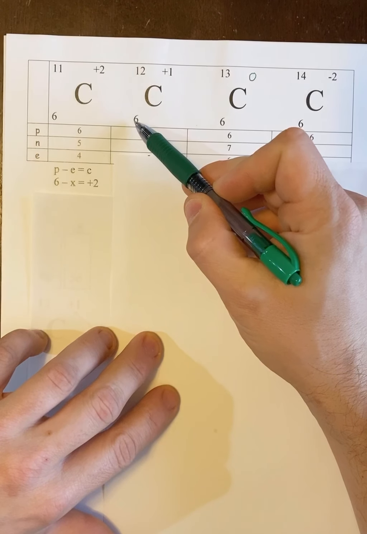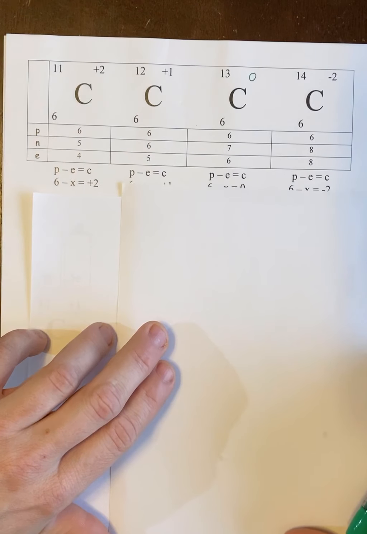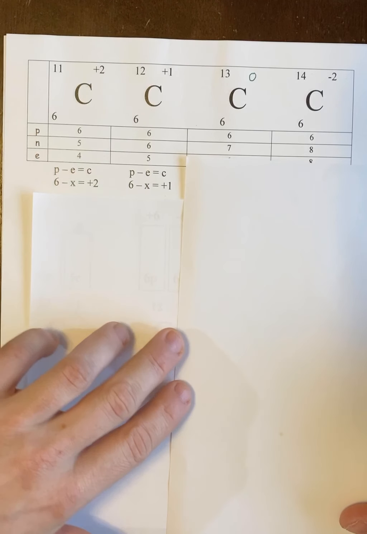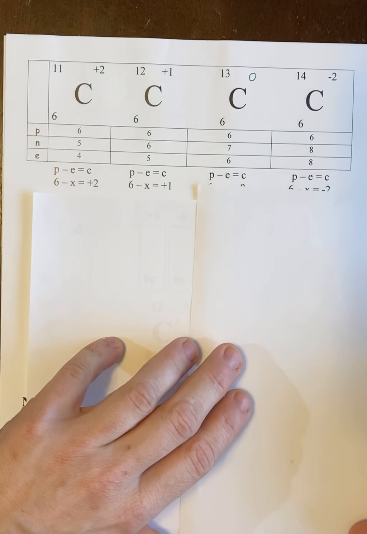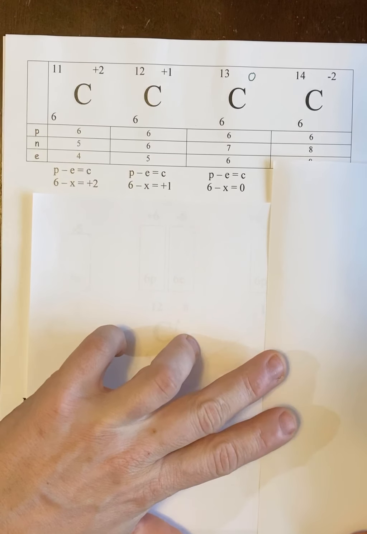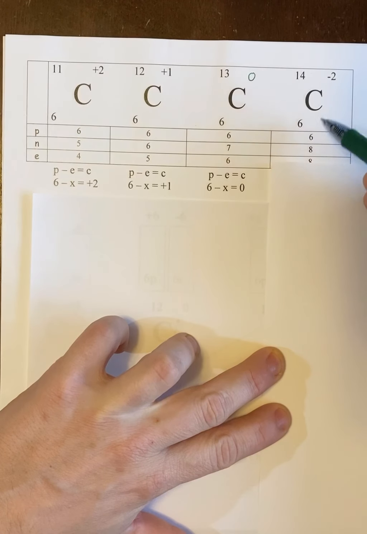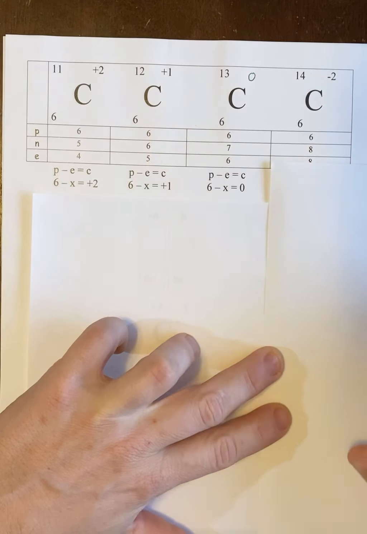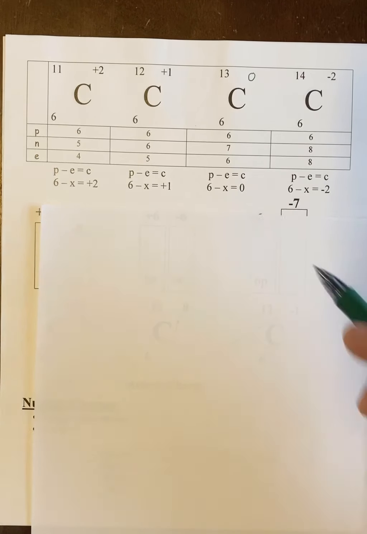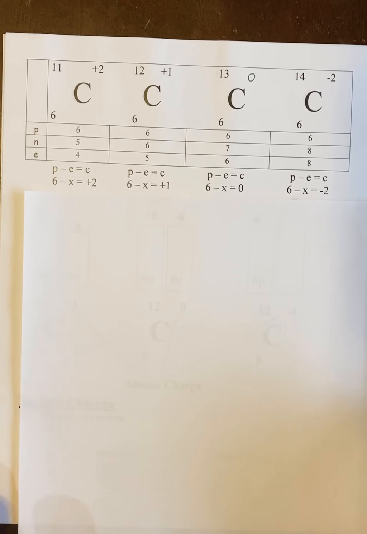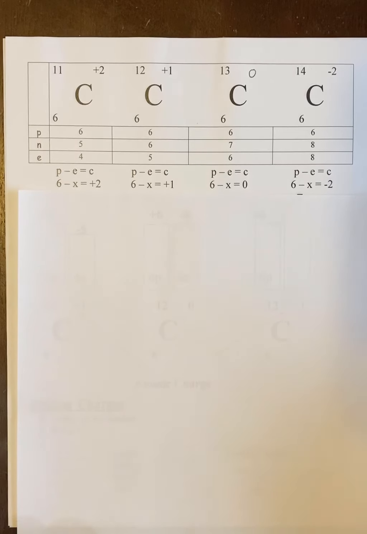So in this case, 6 minus what gives me plus 1? Well, it's going to be 5. 6 minus what gives me 0? Well, obviously 6. And the last one, 6 minus what will give me negative 2? And the answer there should be 8. Don't worry about that negative 7, that's for the next line. So that's pretty much it. That's how you determine charge.